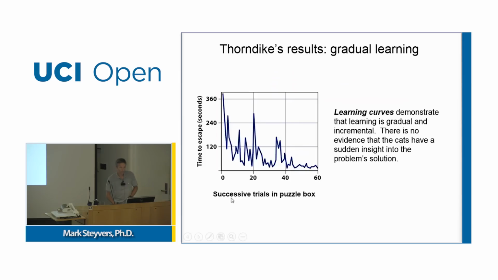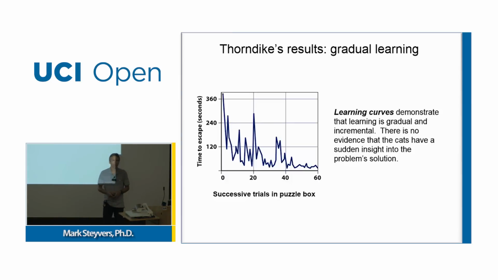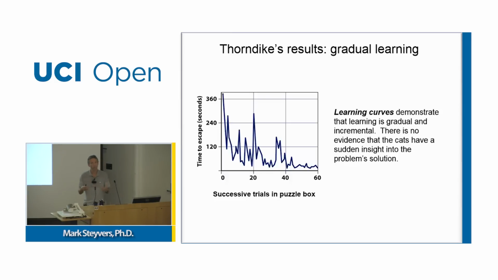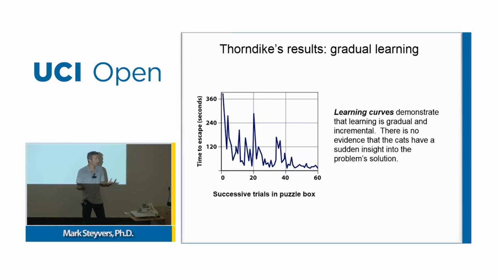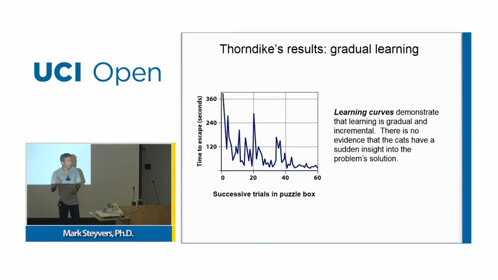Right. So here are Thorndike's results, where he plotted the time of escape, how long it takes for the cat to escape this little puzzle box, as a function of the number of trials that this cat was placed in the box. And so he found this gradual learning effect over time. It's not exactly a smooth curve, but over time, the cat takes less and less time to figure out what response is needed to escape this box.